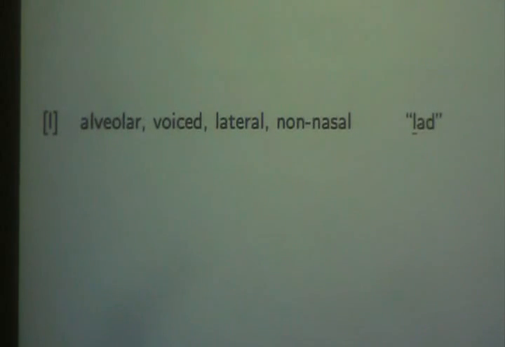Sounds in which the sides of the tongue are left unclosed are called laterals. So this is a lateral. It is the sound la. Again, if you say lull and suck, you'll feel the air coming in through the sides of your tongue.